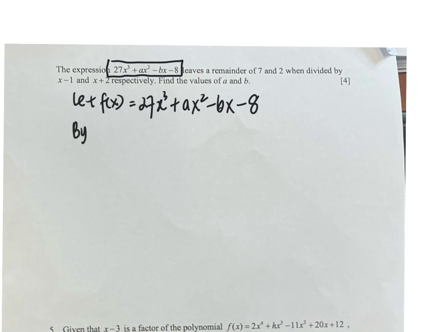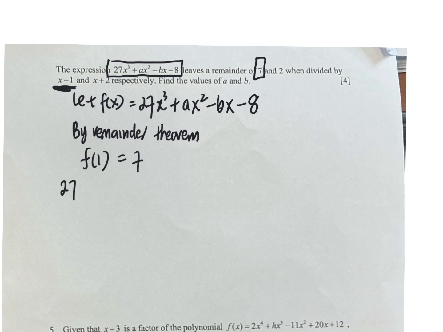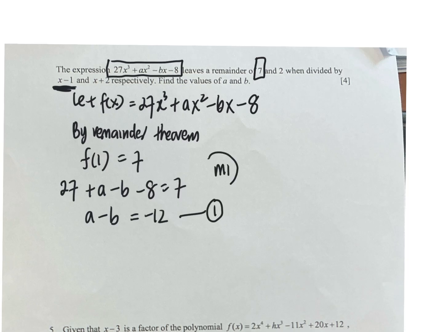Okay, so by remainder theorem, if you sub in x as 1, you will get remainder 7. So when you sub in, I want to see the first quadratic, the first expression. So 7 plus 8 minus 27, negative 12. So first equation. So this is the method first mark. Second mark is when I sub in x as minus 2, my remainder is 2. So go and put it in.